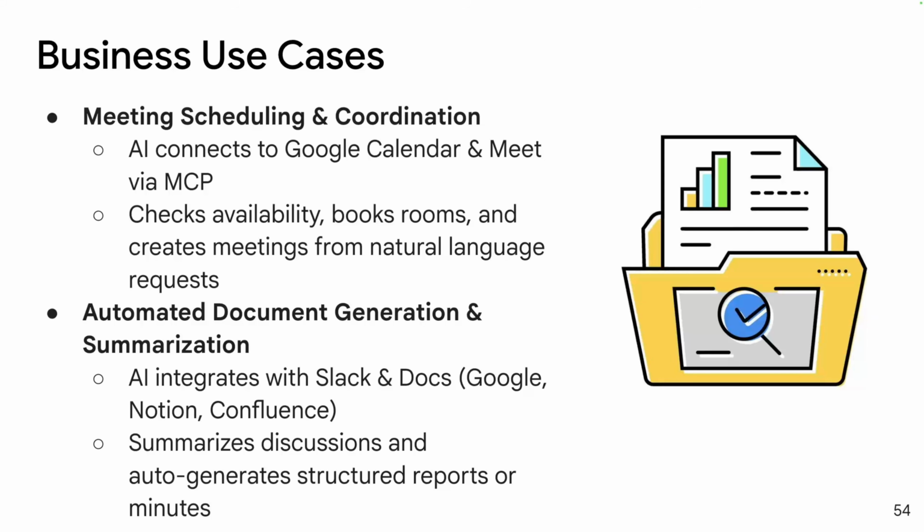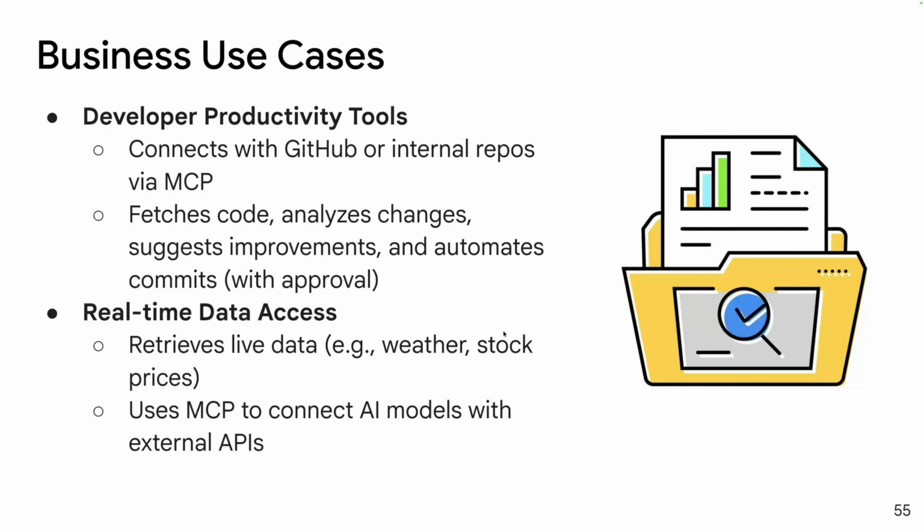Okay, so for example, you can connect to the GitHub MCP server, and then you can create issues in GitHub. Then whenever you resolve the issues, you can make sure you use the MCP server to mark the issue as resolved. Okay, so like developer productivity tools, like I mentioned, GitHub, internal reports, Jira, all those things, and then you can fetch the code, analyze changes, suggest improvements, and maybe automate your commits.